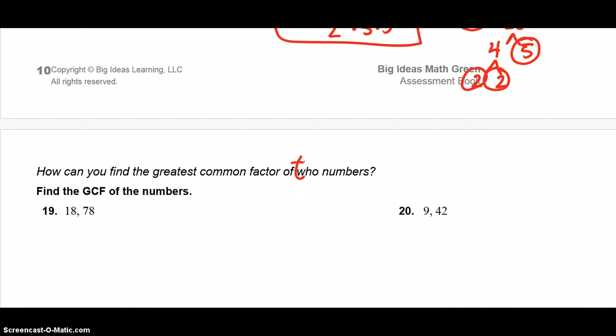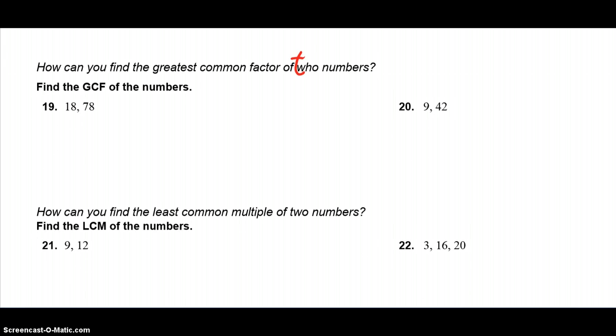There's a couple different ways we could find the greatest common factor. We could do the listing method. We could also do prime factorization and look at the prime factorization of both numbers. So I'm actually going to do one of both so you can see that. Some of you prefer to do the listing method. Others prefer to do the factor trees. So I want to do one of each. So for number 19, I'm going to do factor trees.